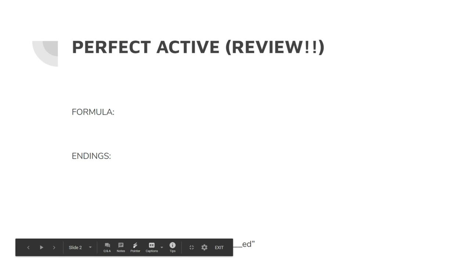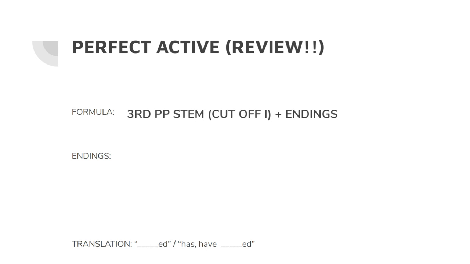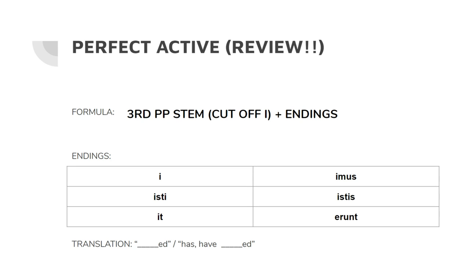And there they are. The perfect active. This one's all a review. We learned this one back in the fall. It uses the third principal part stem. Remember, most verbs in Latin have four principal parts. As you count them down, they're not very creatively named. It's the first principal part, the second principal part, the third principal part, and the fourth principal part. So to form the active, you go to the third principal part, cut off the i, and add these endings: i, isti, it, imus, istis, erunt. Remember those? If you don't, here they are again, right?